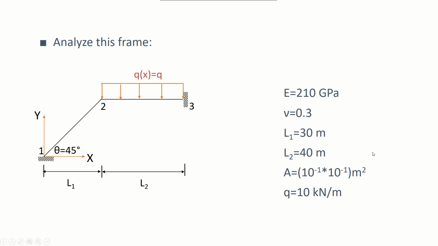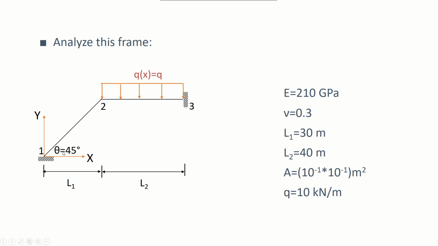Let's learn how to solve a frame problem like this in ANSYS. So we have a two beam frame. We have one beam here and one beam there. One of the beams has a distributed load applied to it. The other beam does not have any external forces applied.